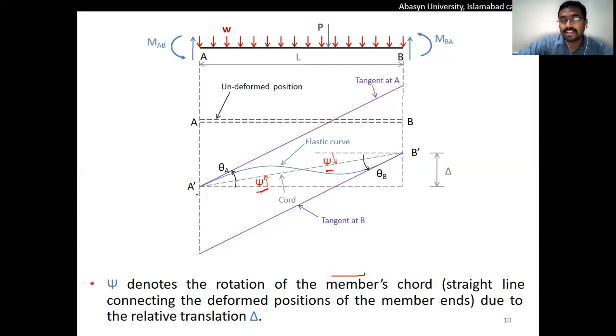as indicated here: A dash is connected with B dash, and A dash and B dash are the arbitrary or deformed positions of the member. The maximum deformation from the neutral axis to B dash will be called delta, and the maximum or net rotation from the neutral axis will be called psi.